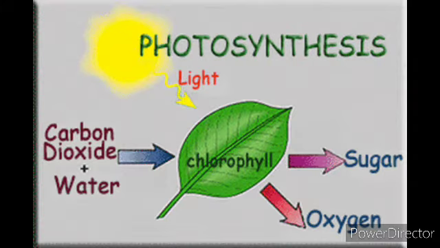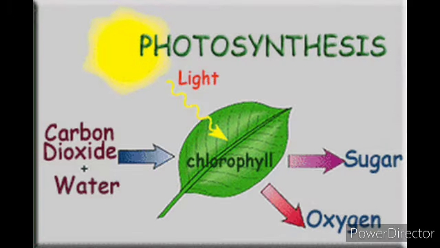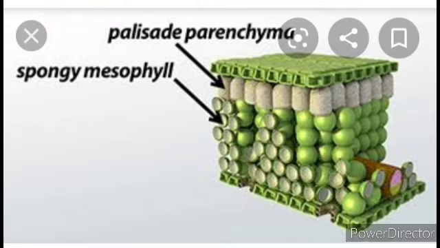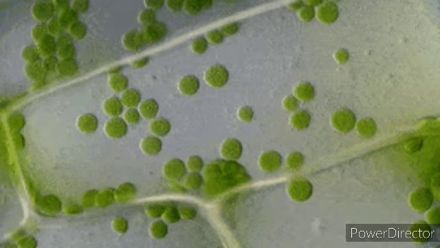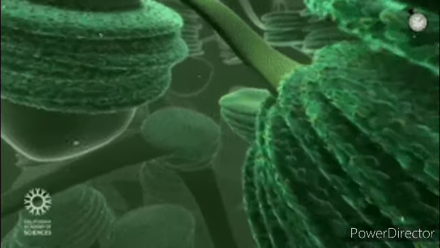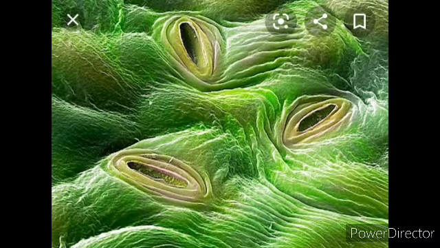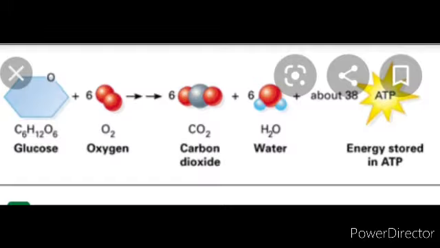The process of preparing or synthesizing food using water from the soil and carbon dioxide from air, together with chlorophyll and sunlight, is referred to as photosynthesis. Photosynthesis occurs in the mesophyll cells of the leaf. These cells contain numerous plastids called chloroplasts. On the lower surface of the leaf, there are numerous pores called stomata. These openings are guarded by a pair of guard cells.